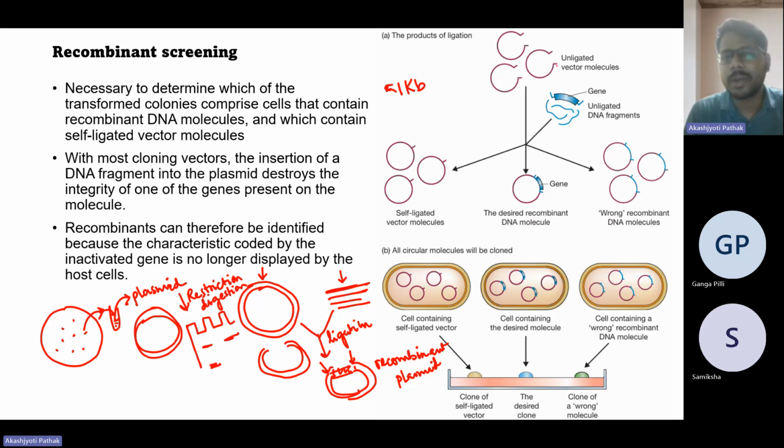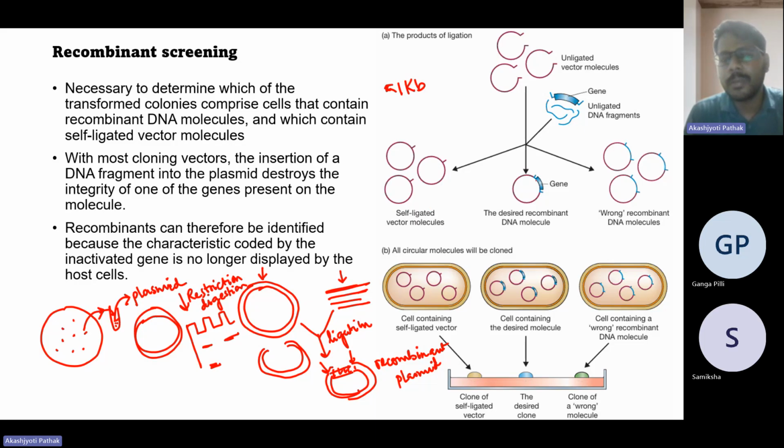So these are the vector molecules. You have treated the vector molecules with the restriction enzymes. Now, on treating these vector molecules with restriction enzymes, they have opened up. They are unligated. Now you add your gene of interest. Now, when you add your gene of interest, there will be three different populations in your sample. There will be one population which will have self-ligated vector molecules. So these will not have your gene of interest.